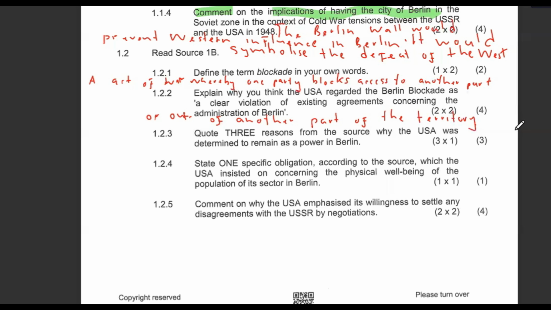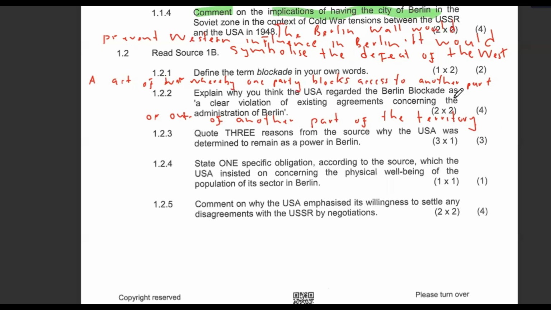All right, now let's move on to the next question, which is question 1.2.3. Quote 3 reasons from the source why the USA was determined to remain as a power in Berlin. So the USA was determined to remain as a power simply because of quite a number of reasons.